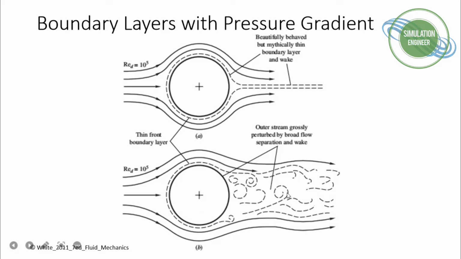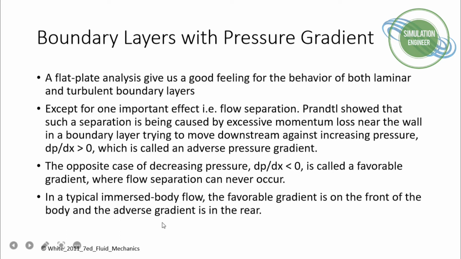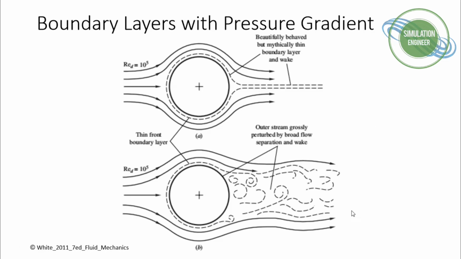And why this is happening is, if we go back once again, that the favorable gradient is on the front and the adverse gradient is in the rear part of your body. What really happens is that you have a very strong positive pressure gradient, resulting in an adverse pressure gradient, and it dominates the flow by reducing the momentum near the wall. Then all of a sudden you have an increase in pressure, the flow starts to retard, and it tries to go in the reverse direction.